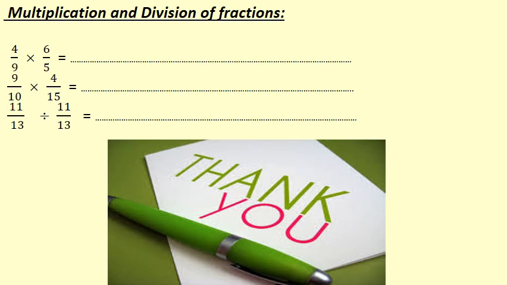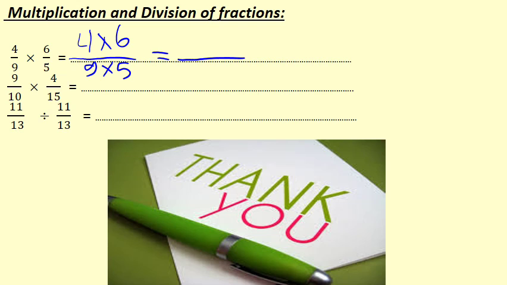4 over 9 times 6 over 5. Multiplication or addition? Multiplication. How do we multiply 2 fractions? Here we are multiplying, not adding or subtracting. We multiply numerator by numerator, denominator by denominator. So we should write 4 times 6 over 9 times 5.